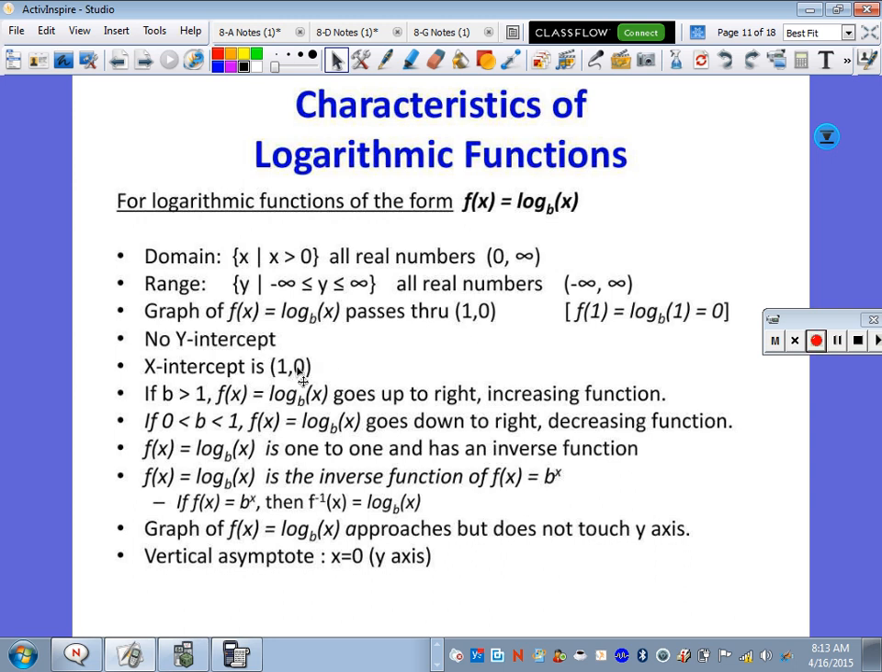X-intercept. If it's greater than 1, it goes up to the right and it's increasing. And if it's between 0 and 1, it goes down to the right and is decreasing. It's a one-to-one function, and it has an inverse function, which is the exponential function. And then they write that here. The graph approaches but does not touch the y-axis, and the vertical asymptote is x equals 0, or the y-axis. So just a heads up.